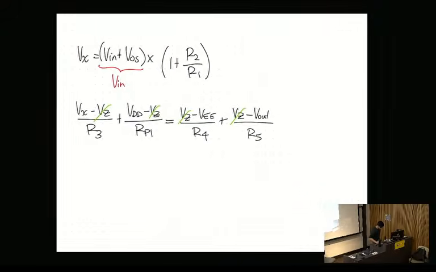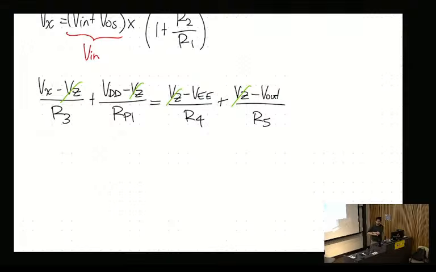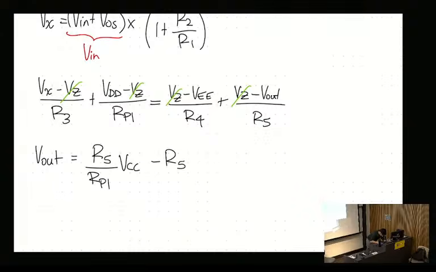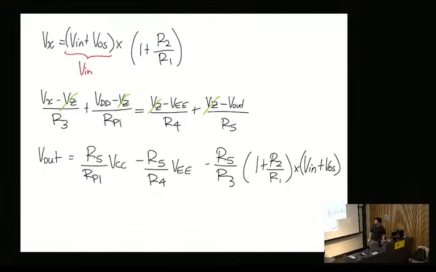Okay. So then what we have here is, do you guys want me to do this, or can I just skip to what this is? Yeah, just skip, right? It's tedious. So then you get V out equals R5 on RP1, VCC, minus R5 on R4, VE, minus R5 on R3. So this was our previous equation that we derived, multiplied by V in plus VOS. Okay, cool. So that was that.